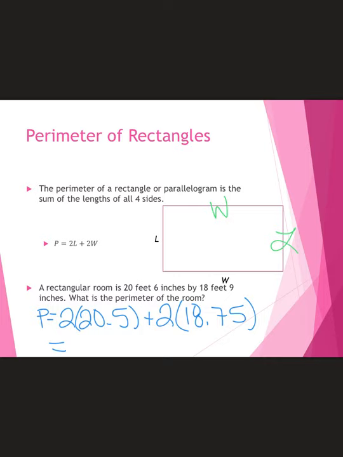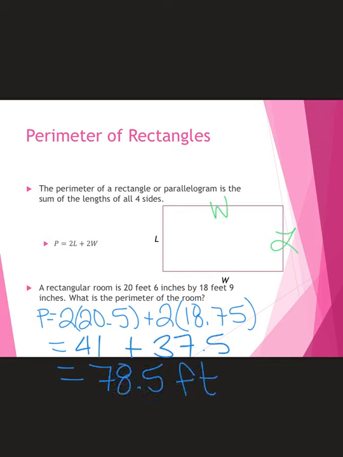So that first one gives you, when you do 2 times 20.5, you get 41. And then 2 times 18.75, and you get 37.5. And then if you add 41 plus 37.5, you get 78.5 feet, or 78 feet, 6 inches.